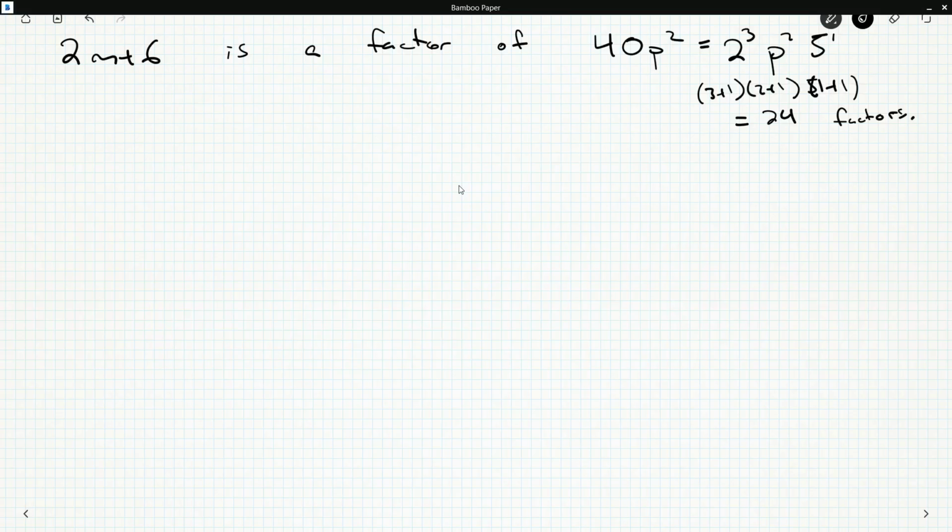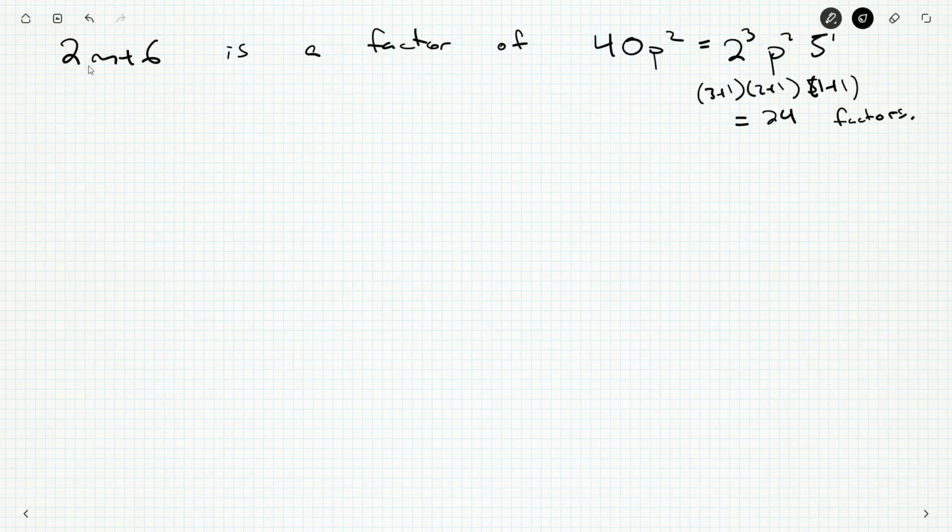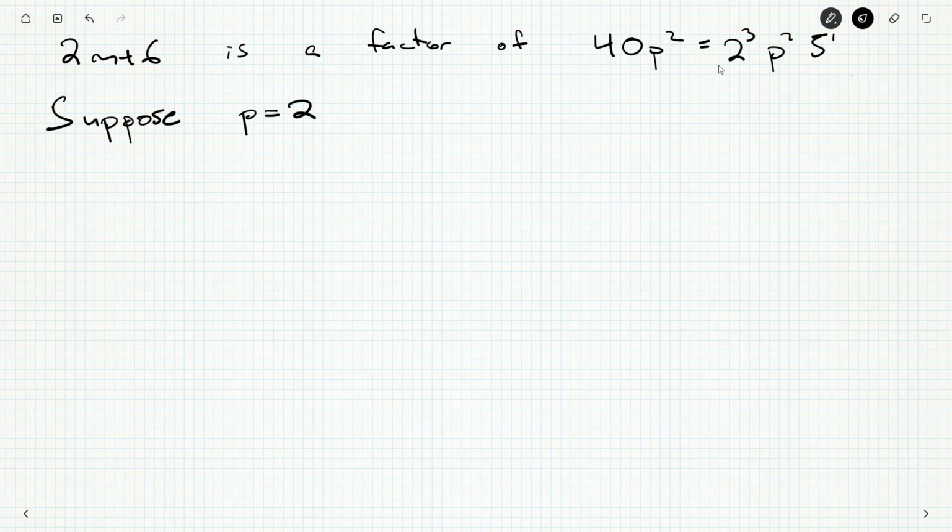Well, just like before, we threw 3 of them out because the m values were too small. I think we can work out which m's we can get rid of. So, let's see here. Now, suppose p is equal to... I'm going to do my special cases first, and then we're going to get into it. So suppose p is equal to 2.